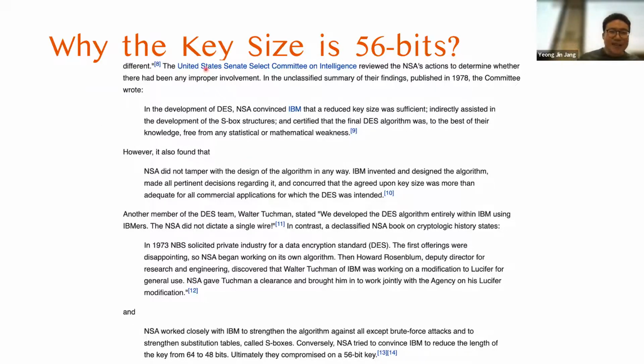There are very interesting articles on Wikipedia. The US Senate Select Committee on Intelligence, so it's part of the US government, reviewed the NSA's actions or something like that, and then they revealed what the NSA had done to the crypto scheme.